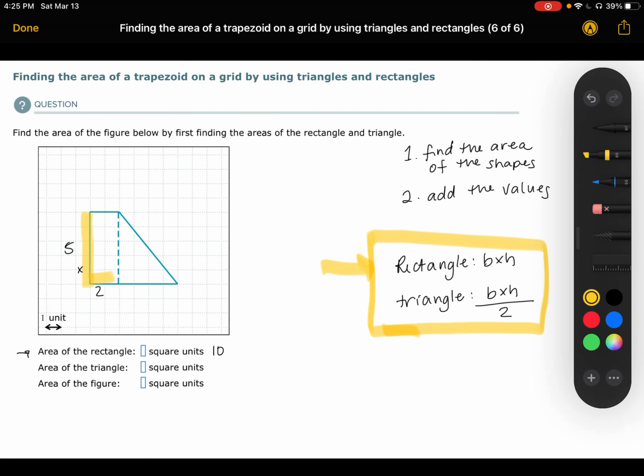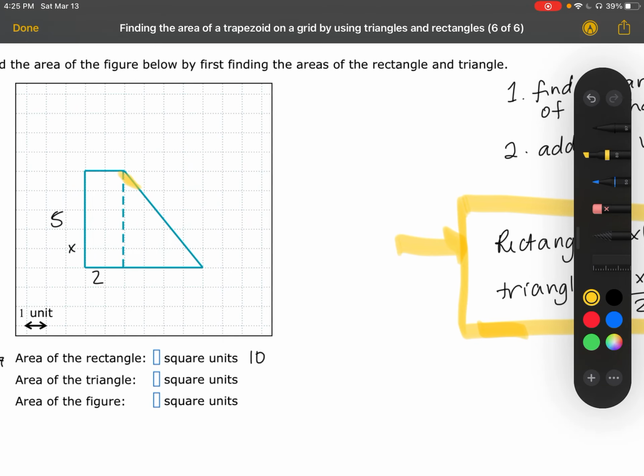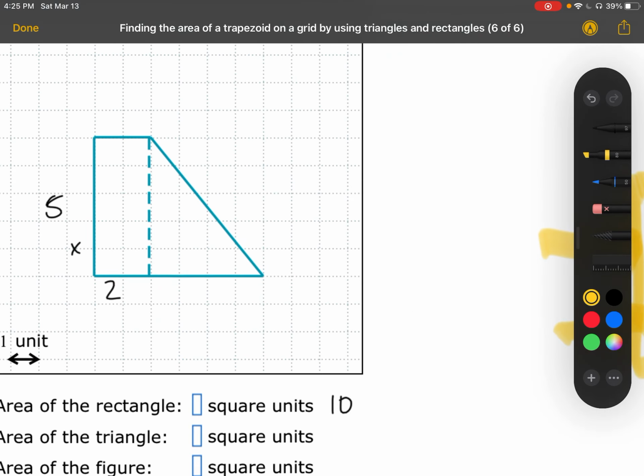Okay? Now, when you get to the triangle, it's a little more difficult to figure that out because you have all these little half partial triangles and people are always trying to count them. And I'm like, stop trying to count them. Just use the equation because you know what it is, right? So my base is 1, 2, 3, 4. Okay. And then my height is 1, 2, 3, 4, 5. Okay. Now, 5 times 4 is 20.